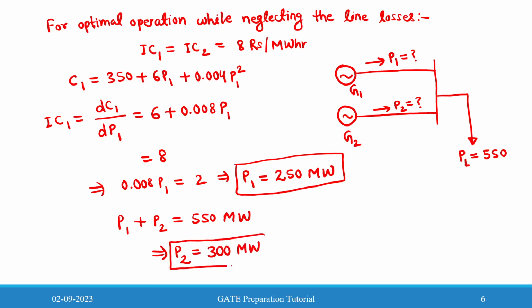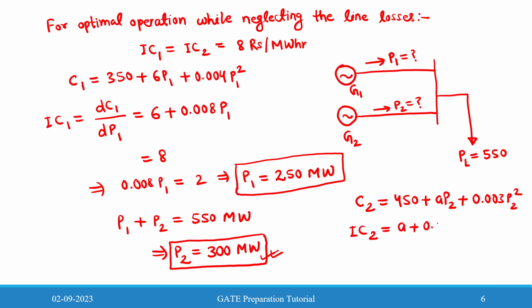Sir, or we can directly differentiate C2. Yes, you can do that also, but in that case again there are two variables, A and P2, so you again need to find this P2, correct? Yes, sir. Because C2 is 450 plus A P2 plus 0.003 P2 square. So if you find IC2, then it will be A plus 0.006 P2. If you equate this to 8 also, then two variables are there, A and P2. You need to again go through this only. So there is no need to calculate the value of A. Yes, sir.